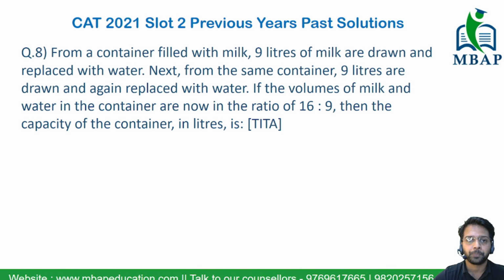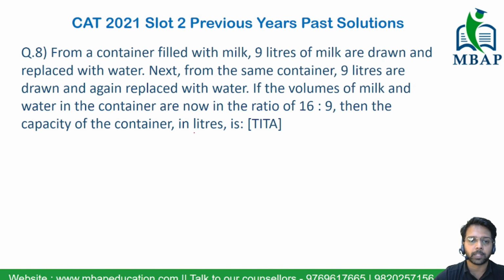The question says, from a container filled with milk, I repeat, from a container filled with milk, 9 liters of milk are drawn and replaced with water. So it's a replacement question. From the same container, 9 liters are drawn again and again replaced with water. If the volume of milk and water in the container are now in the ratio of 16:9, then the capacity of the container in liters is equal to what? It's again a TITA question, so you would have to solve this.